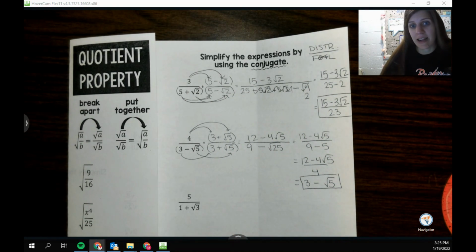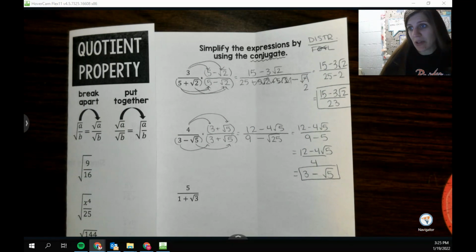And guys, I think I'm going to leave it there. Hopefully that seems pretty easy and doable. We will talk more about multiplying and dividing and adding and subtracting in the coming days. So just try rationalizing for now.